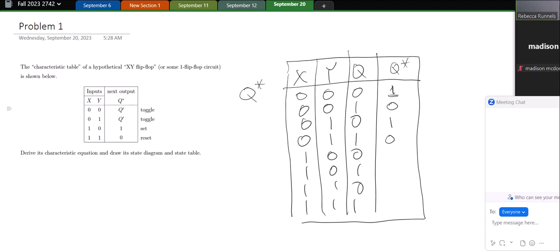And in the fourth row, Q is 1, so the complement would be 0. When X is 1 and Y is 0, that's a set. And when we say set, we mean the output will be 1. And so for both of the next 2 rows, we'll have an output of 1. And then for the last 2 rows, when X and Y are both 1, that's a reset, so we would have an output of 0. So now we've got a truth table that has 3 variables, so we can do a Karnaugh map.